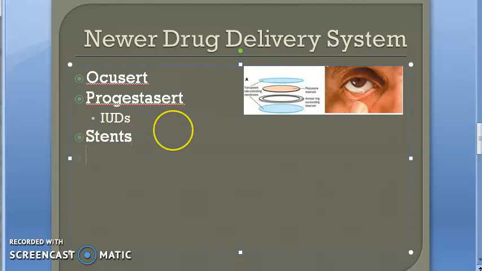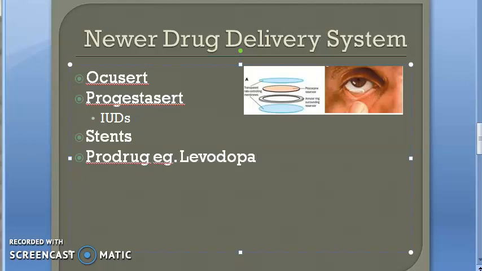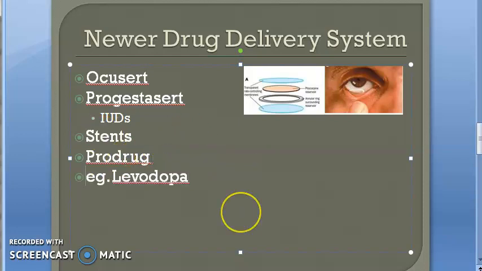Next you have something called a prodrug. Prodrug is, instead of giving the drug itself, they'll give the inactive chemical derivative, that is a prodrug, like levodopa. Here what happens, the actual drug, like dopamine, will not be able to cross the blood-brain barrier. So they'll give levodopa, so that it can go to the actual site and work.